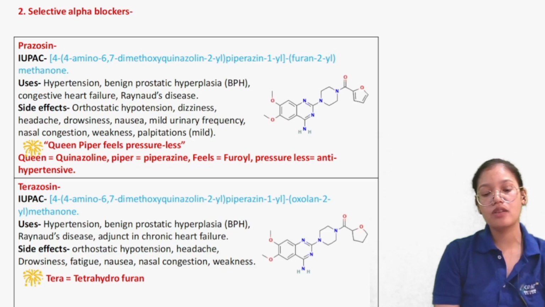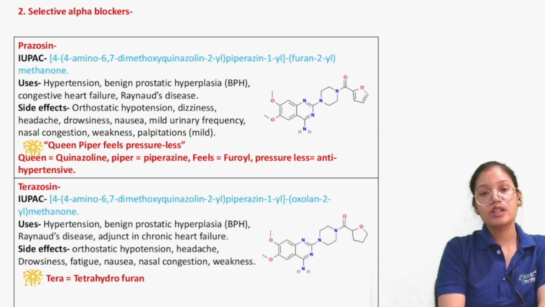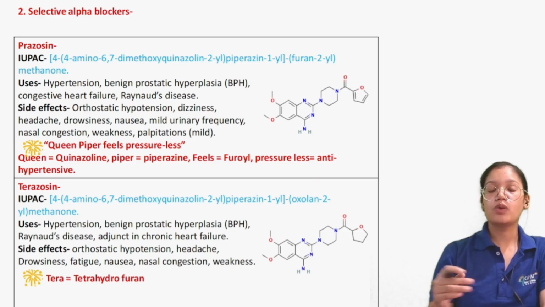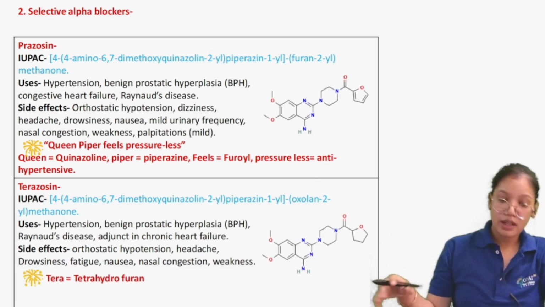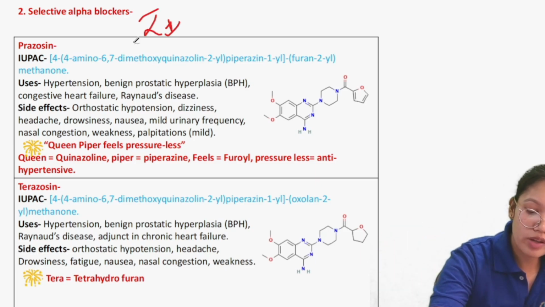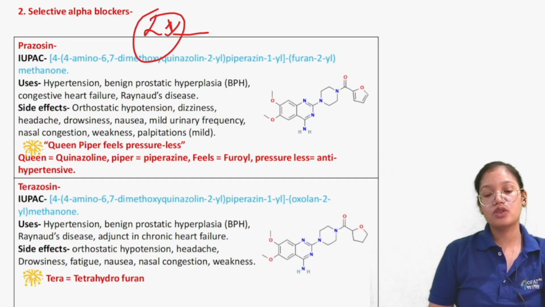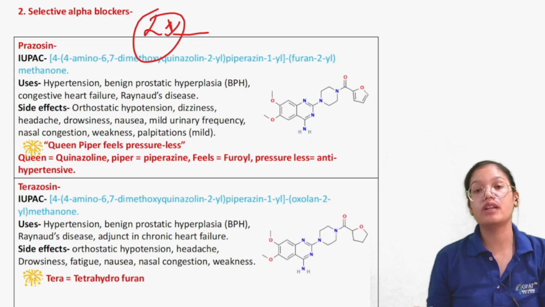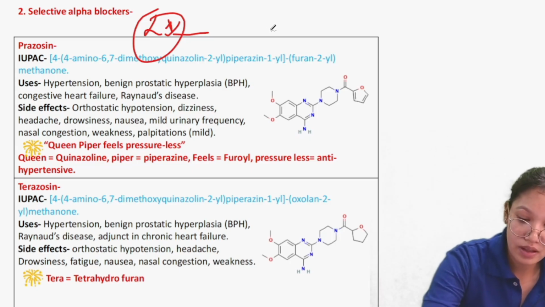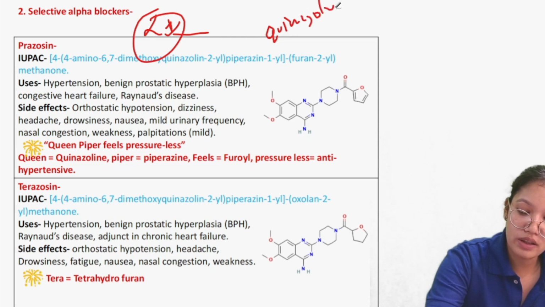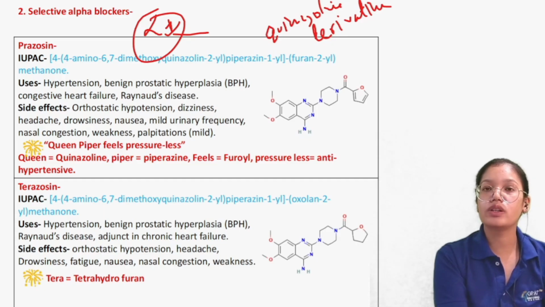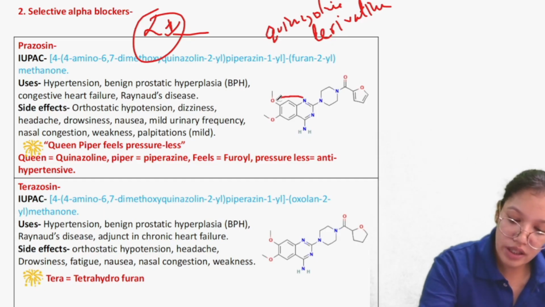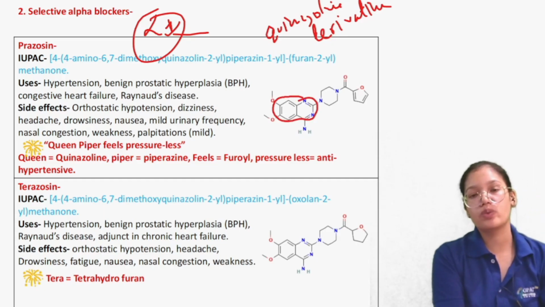Next we have the selective alpha blockers. Now selective means they will be selective for a particular receptor, and here we are talking about alpha-1 first. So among alpha-1 selective blockers, the first drug we have is prazosin. Now all these "-osin" drugs are quinazoline derivatives, meaning they will have a quinazoline ring in their structure. So here we have the quinazoline ring. This is called the quinazoline ring.